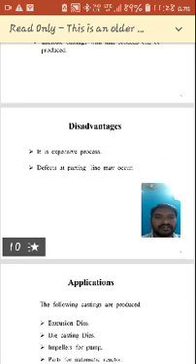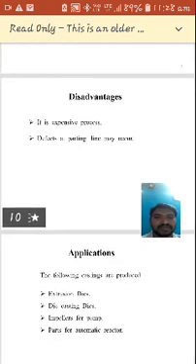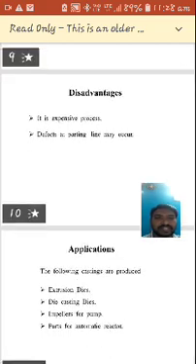Along with this, we have a few disadvantages. It is an expensive process. Defects at parting lines may occur.